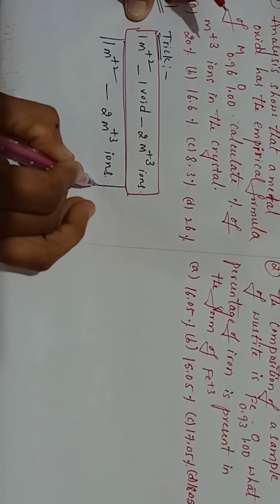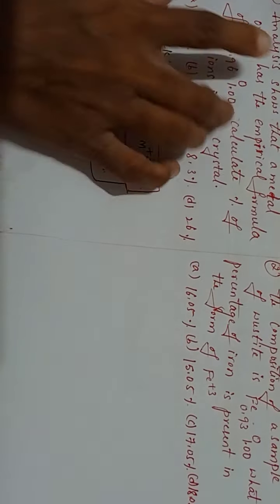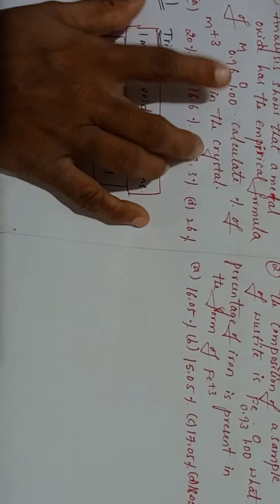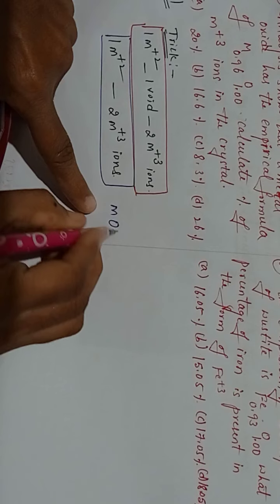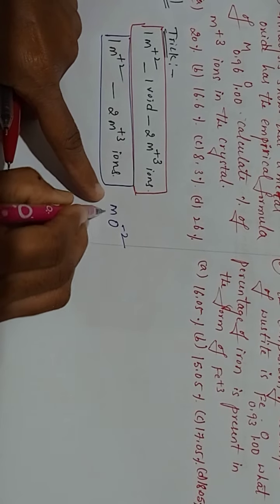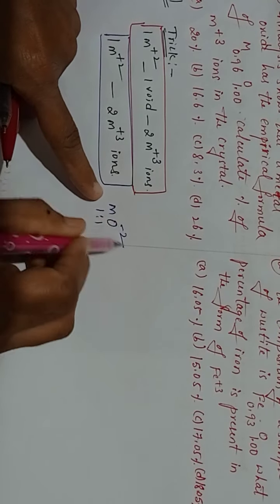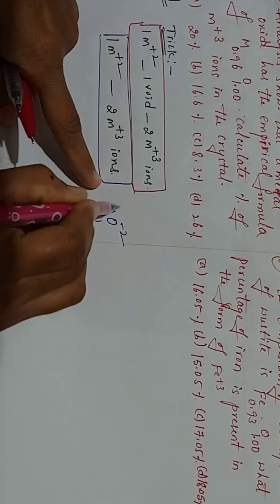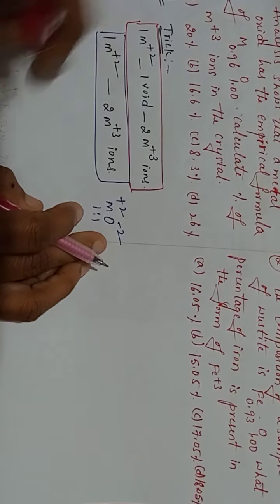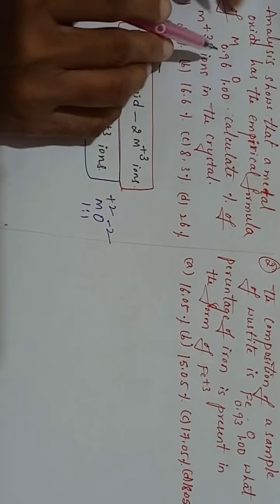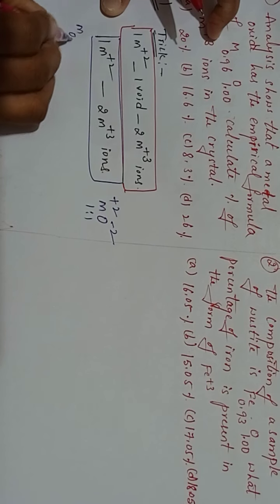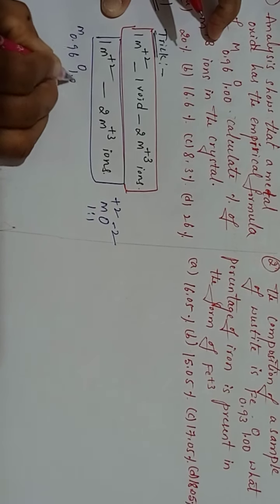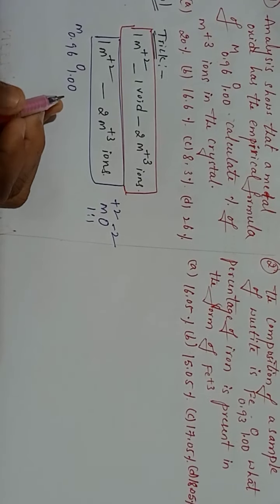Okay, now see students, first question here, actually it is a metallic oxide. If you see the metallic oxide, oxygen is always -2, and both are in 1:1 ratio. Oxygen is -2, and the metal oxidation state is +2. Now what is given in the question? Metal 0.96, oxygen 1.00 given, correct?